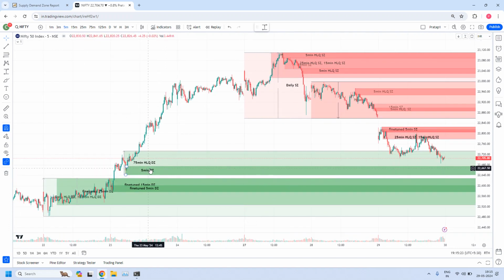And I am not relying on this 5 minutes demand zone inside 75 minutes demand zone, because this 5 minutes demand zone is not a fine-tuned zone. Just want to check tomorrow whether institutions are doing anything on this demand zone. Okay, this is about today's Nifty analysis.